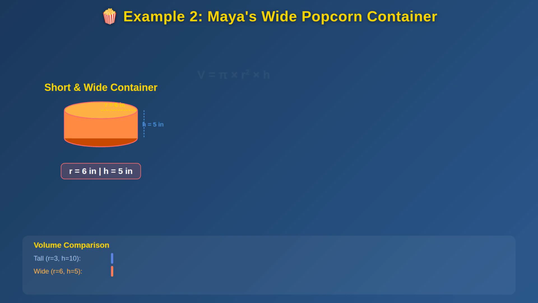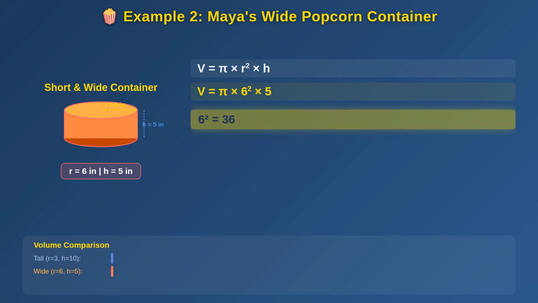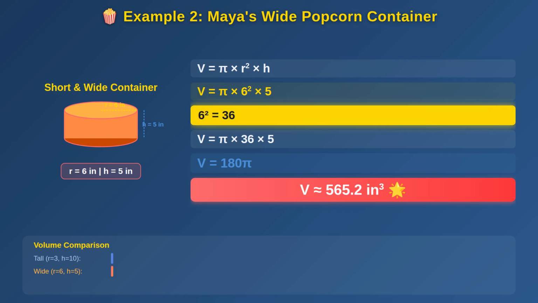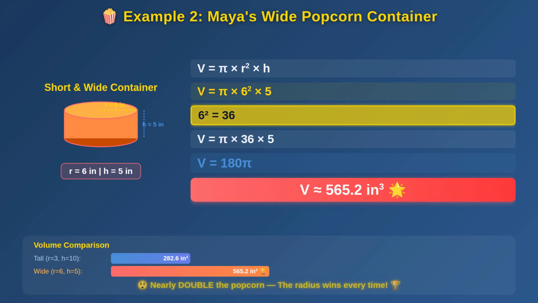Now the wide, short container. It has a radius of 6 inches, double the first one, but only half the height, 5 inches. Let's calculate. V equals pi times 6² times 5. First, 6² is 36. Then 36 times 5 is 180. So V equals 180 pi, which is approximately 565.2 cubic inches. Wait, that's almost double the tall container. Maya's jaw drops. The short, wide container holds nearly twice as much popcorn, even though it's only half as tall. The radius wins every time.